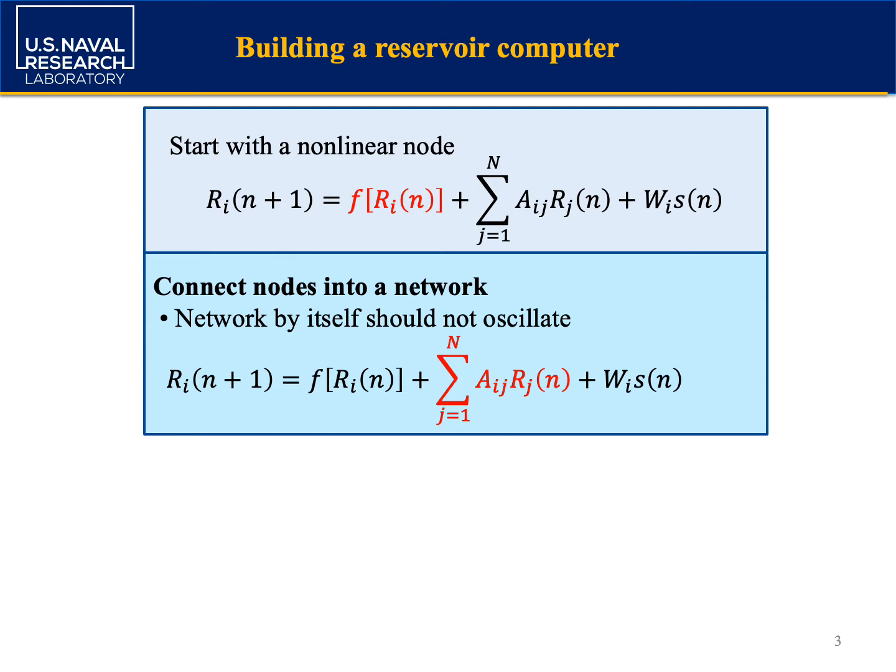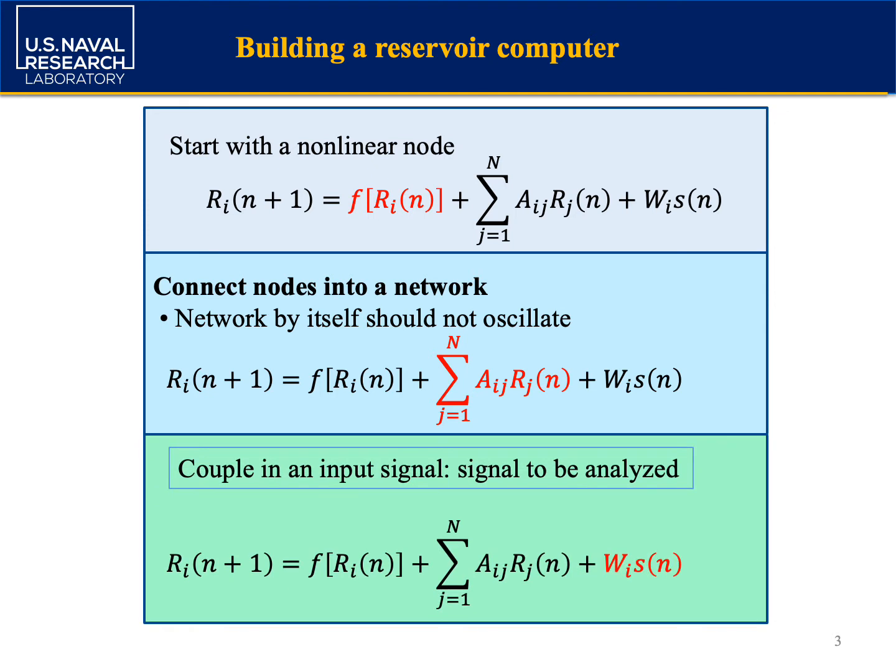Now the network itself should not oscillate, so there is some constraint on the network and the node type. If we don't do anything to the reservoir computer, it should go to a stable fixed point. We then couple in an input signal to be analyzed, this signal S, and the vector W is a vector of coefficients that determine how that input signal couples into each of the nodes.